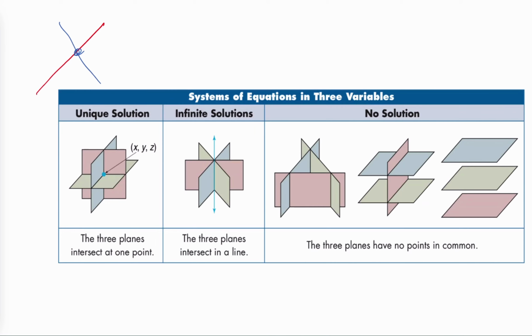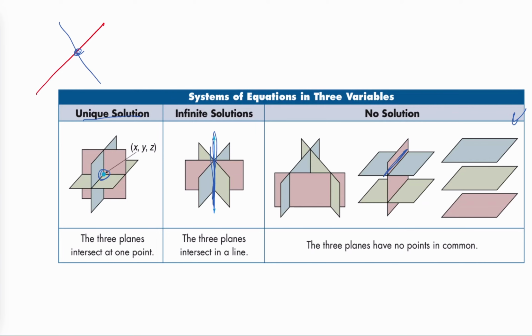When we have 3 variables, instead of lines, we have planes. And so if there is one solution, then we have 3 planes that intersect at a point. If our 3 planes intersect in a line, then we get infinitely many solutions. If our 3 planes don't intersect, then we get no solution.